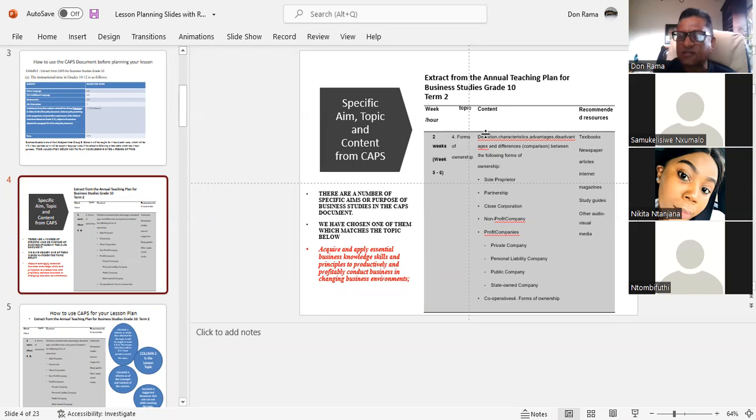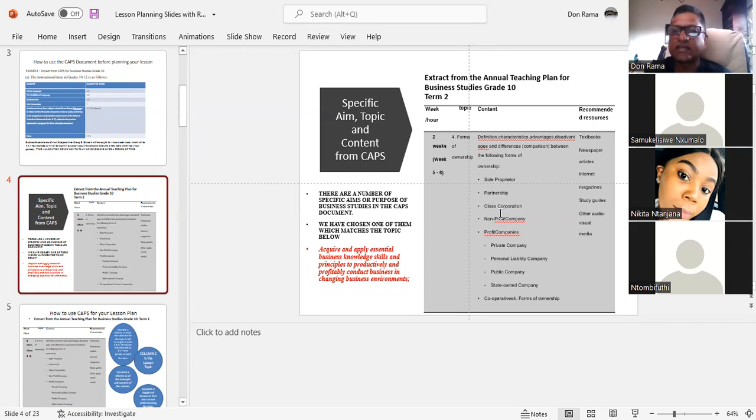And the content they will be teaching, and these are the things that they will teach under the forms of ownership. So definition, characteristics, advantages, disadvantages, all those things, sole proprietorship, partnership, close corporation, all these things they will teach in these 2 weeks. But you cannot teach it in one lesson. And that is why, as a teacher, you will have to break this up into 1-hour lessons, right?